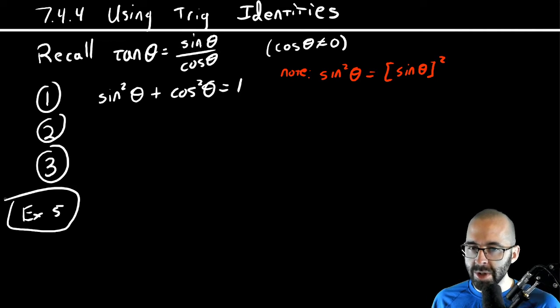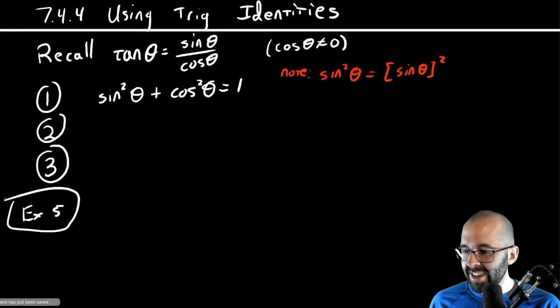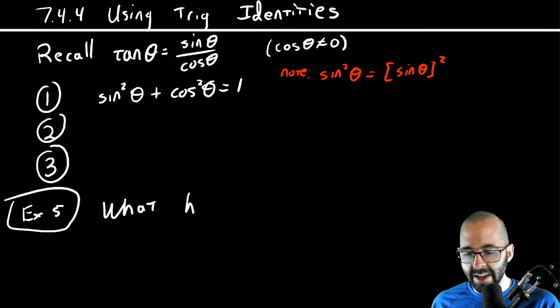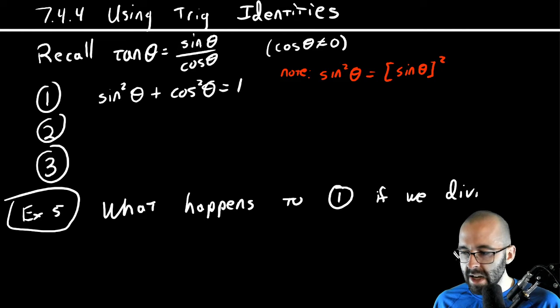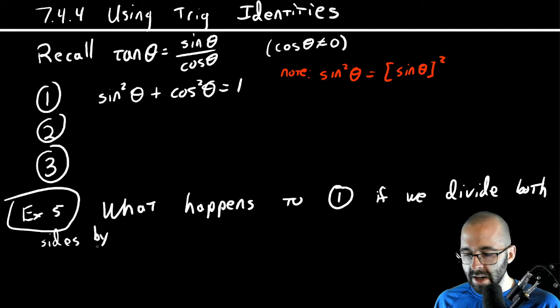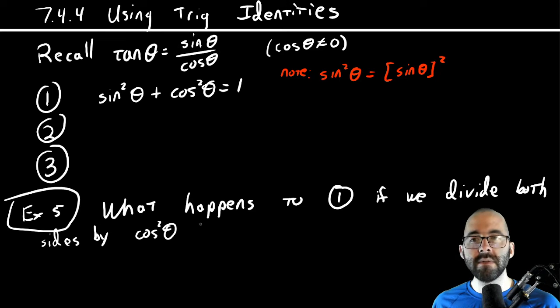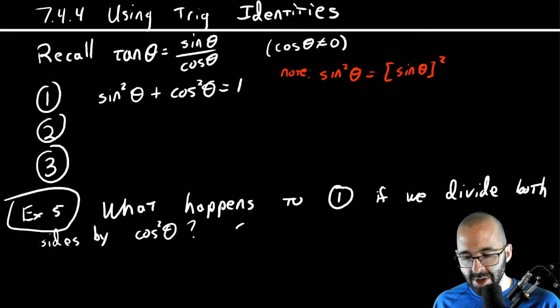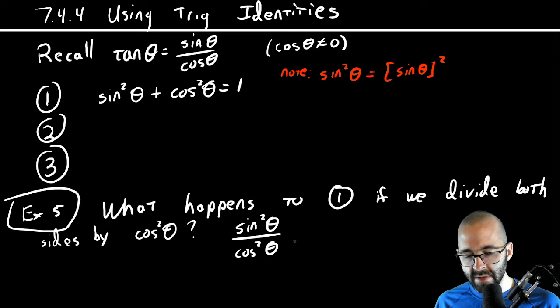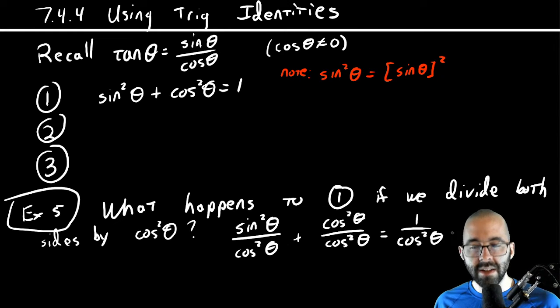Let's do example 5, which is completely unrelated. All right? So what happens to the Pythagorean identity? What happens to number 1 if we divide both sides by cosine squared of theta? Well, I don't know. Let's find out. So if we divide everything by cosine squared of theta, this is what we get. Sine squared of theta divided by cosine squared of theta plus cosine squared of theta divided by cosine squared of theta. Oh, I like that one. Equals 1 divided by cosine squared of theta.